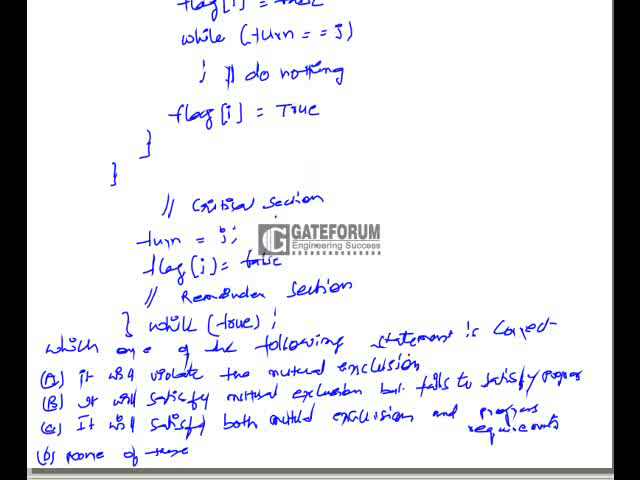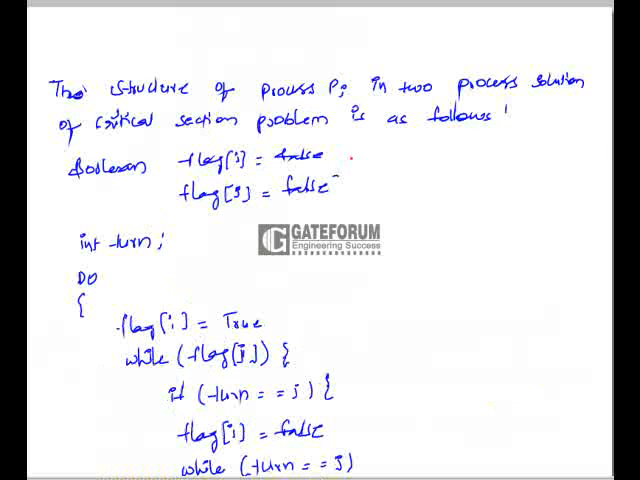Which one of the following statements is correct? Statement A, it will violate the mutual exclusion. Statement B, it will satisfy mutual exclusion but fails to satisfy progress. Option C, it will satisfy both mutual exclusion and progress requirement. Option D, none of these. Actually, this is the structure of a process in Dekker's algorithm. Dekker's algorithm will satisfy all three requirements of the critical section problem, that is mutual exclusion, progress, and bounded waiting. So this is the structure of process Pi in a two-process solution.